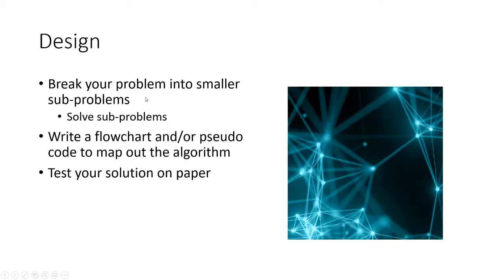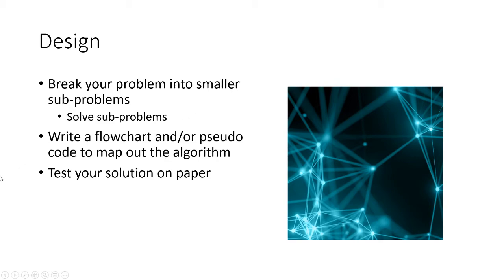Well, the first thing we need to do is break the problem into smaller chunks, into smaller subproblems. These subproblems, typically you know your solution to. So in other words, you know how to add numbers, you know how to divide numbers, but if you need to add and divide at the same time, you may just break that down into adding and dividing, depending on how you want to do it. You're then going to go ahead and write a flowchart or a pseudocode or something to basically map out your algorithm.